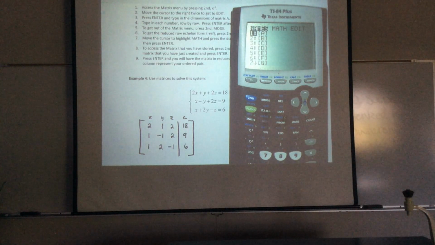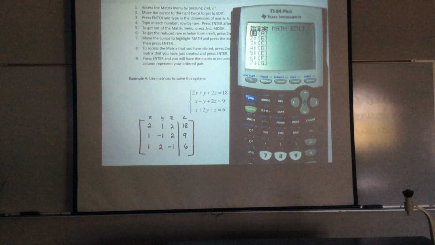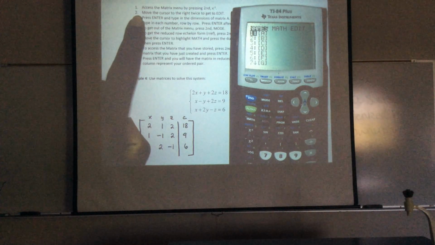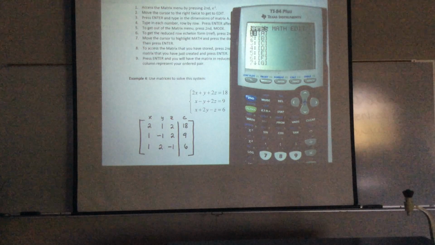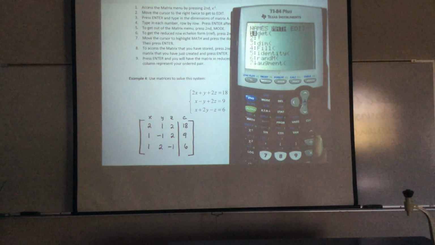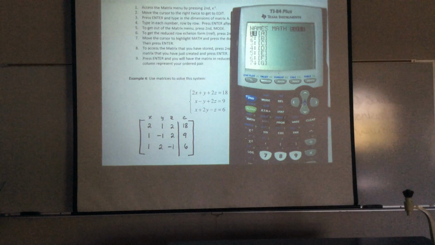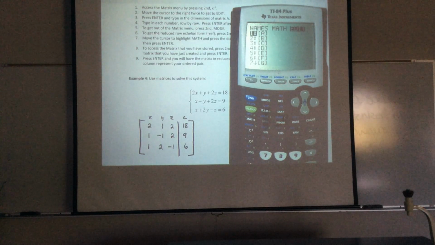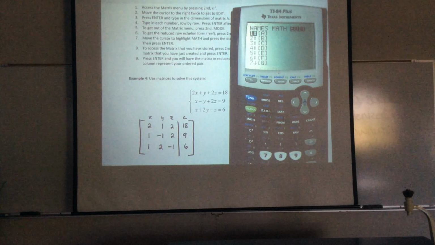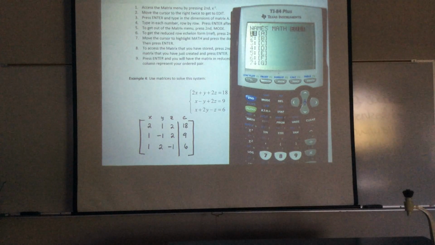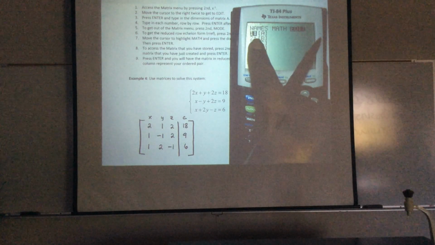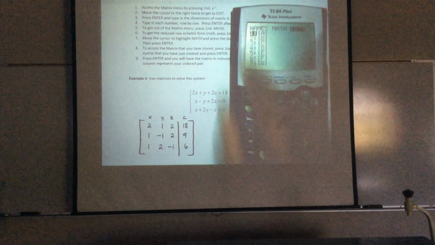Now notice we're going to be putting in a brand new matrix here. So under number 2, you want to move the cursor to the right twice to get to the edit mode. That's what I did here. Use that right cursor, pressed it twice to get to the highlighted edit. And I'm going to store this in matrix A, okay? So I'm going to select number 1 for matrix A.